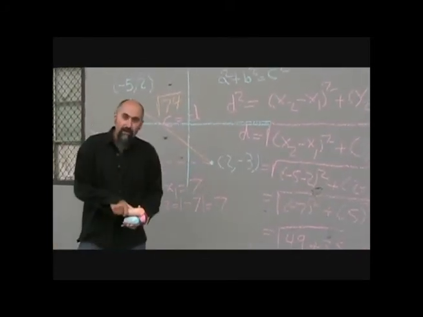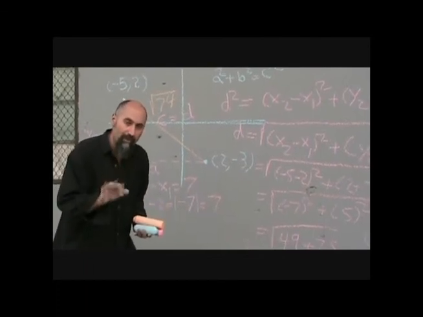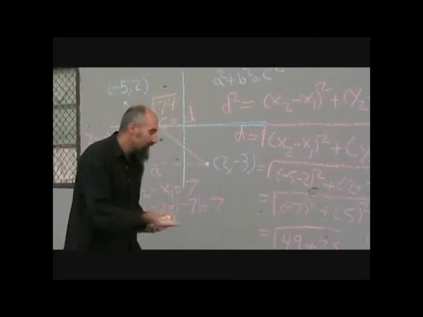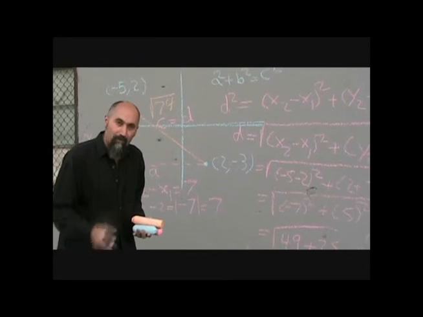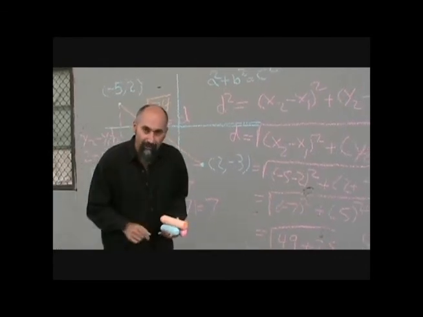And that's how you figure out the three most important things with lines: the slope, the midpoint, and the distance. From there, we can go on to the equation of a line.